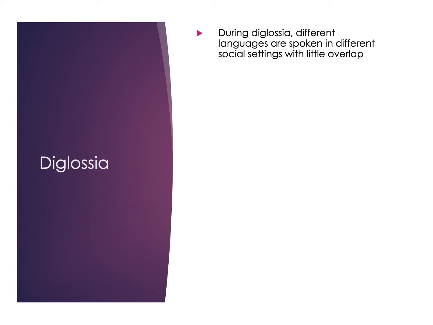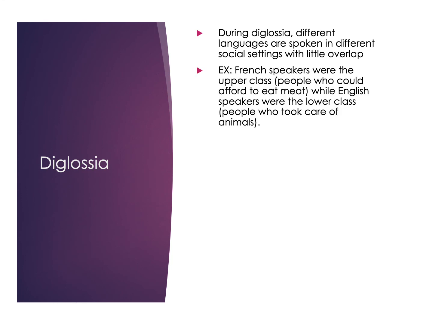So for example, during this time, the French speakers were typically upper class people. They were the rulers, they were the nobility. And then the English people were usually the people that were working the land. They were the ones that were lower class and that didn't have as much social power. And so the upper class people could afford to eat meat, while the English speakers were the ones that took care of the animals while they were still alive.